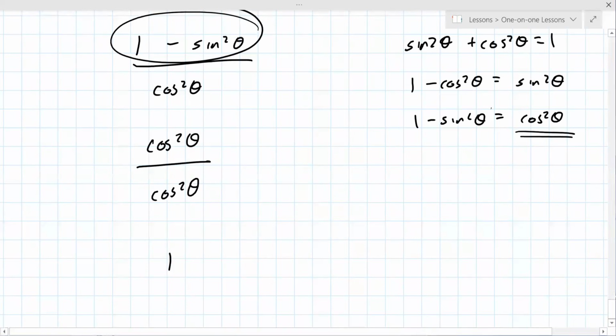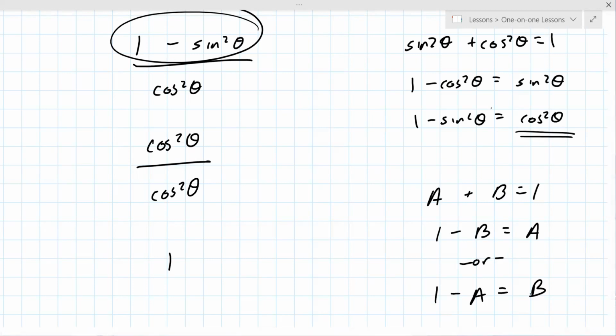There probably is still some confusion about this stuff on the right, but it's like saying A plus B equals 1. So 1 minus B equals A, and 1 minus A equals B. Oh, so that's all it is. I understand it now. Okay. Let's move on to another one.